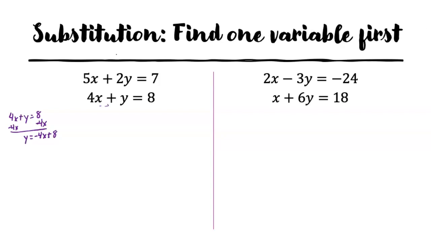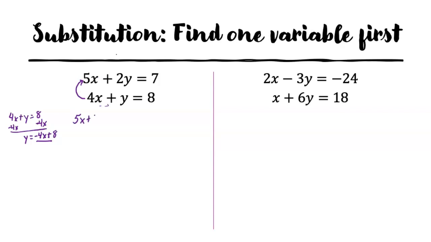That's why we want this to have a coefficient of 1. If we just move away the 4x, then we're pretty much already in y equals mx plus b. Now here's the best part. I know what y is. y is negative 4x plus 8, which means I can take the information from here and plug it into the second one. I can't plug it back into this one. That's not going to work. It has to go into the second equation.